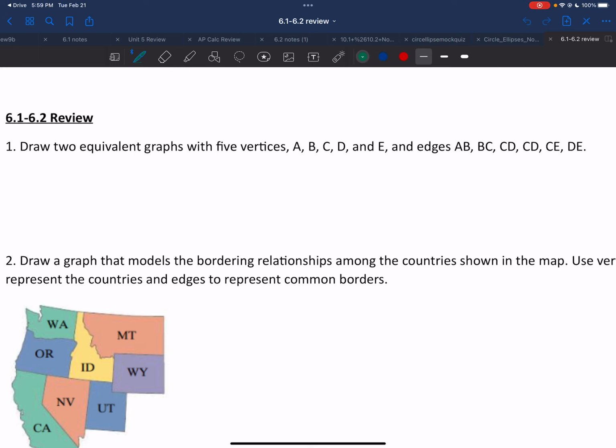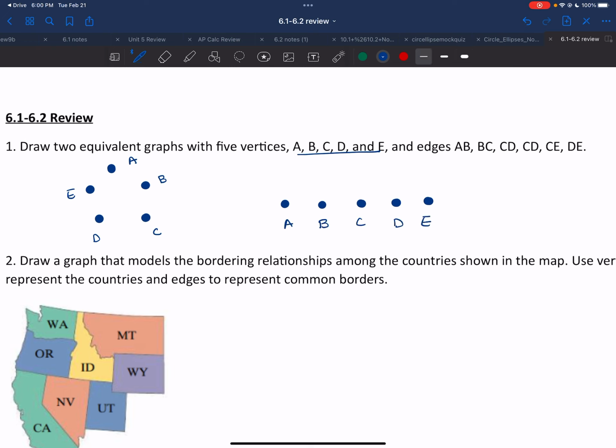So I'm going to draw one that has 5 dots here, and I'm going to label those A, B, C, D, E, because those are the 5 vertices. And then I'm going to draw another one that has our dots in a line. Okay, yours may look different from this, which is totally fine. So A, B, C, D, E.